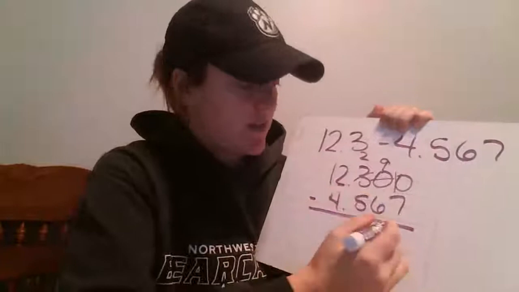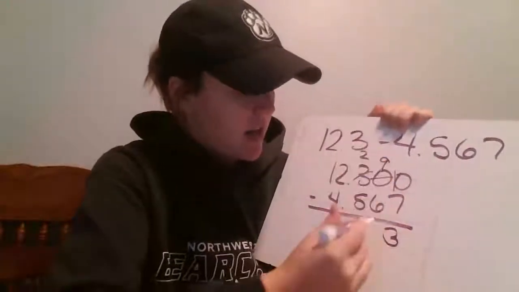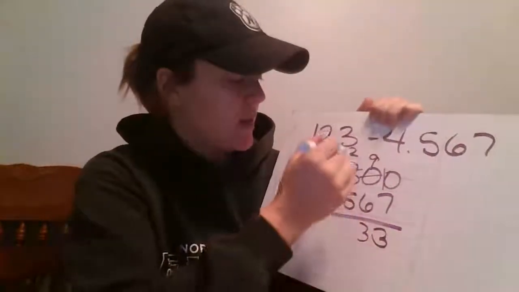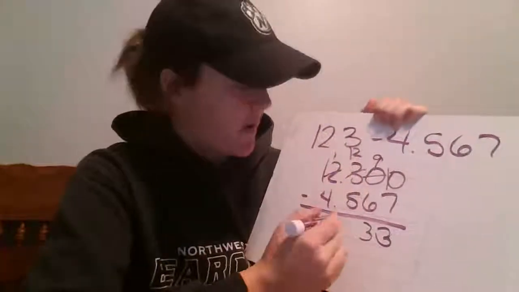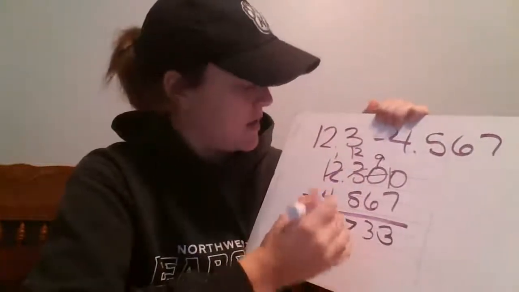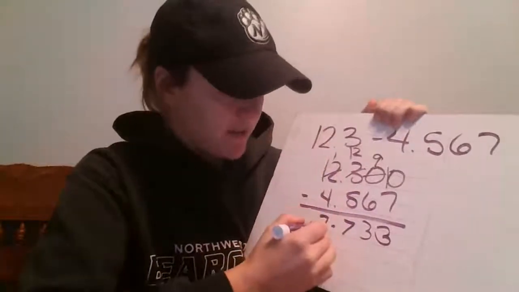So 10 minus 7 is 3. Now 9 minus 6 is 3. Okay, so we need to borrow again. That's 11. 12 minus 5 is 7. 11 minus 4 is 7.